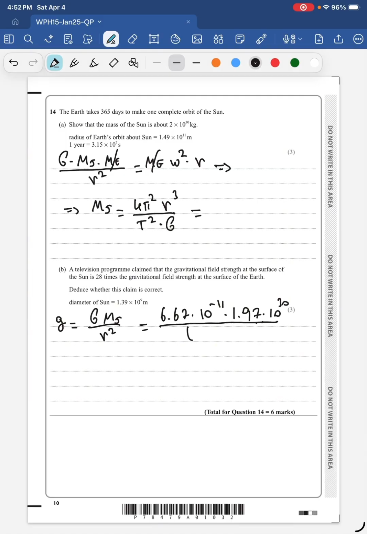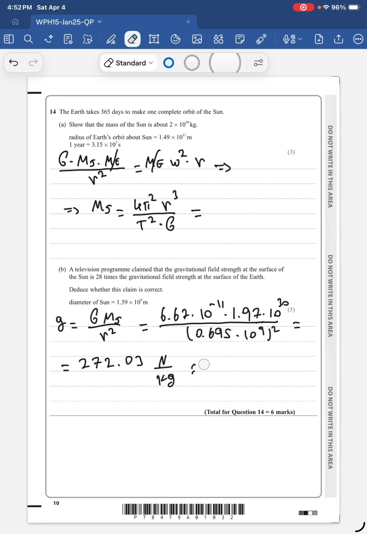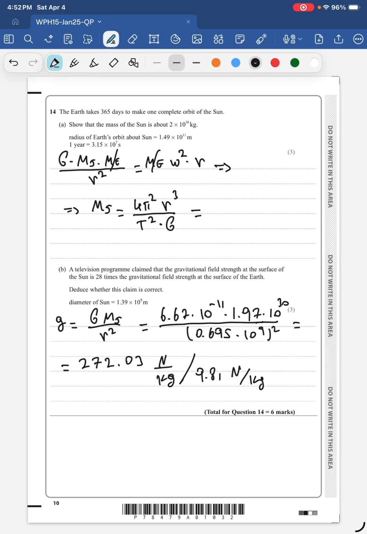The radius is half the diameter, so 0.695 times 10 to the 9 squared, and this yields 272.03 newtons per kilogram. If we divide by 9.81 newtons per kilogram, which is g at the surface of the Earth, this is 27.73, which is about 28. So the claim is correct.